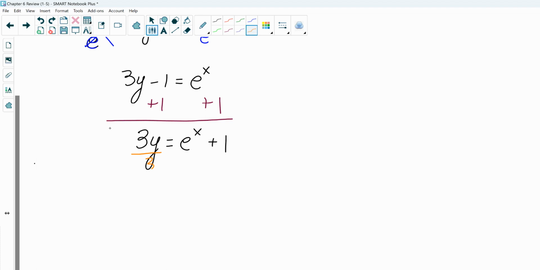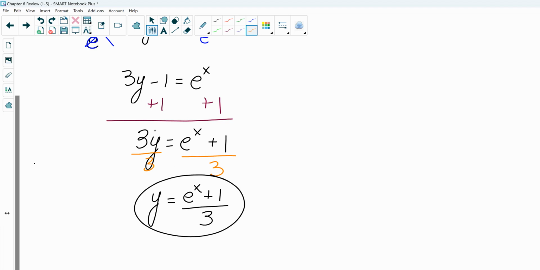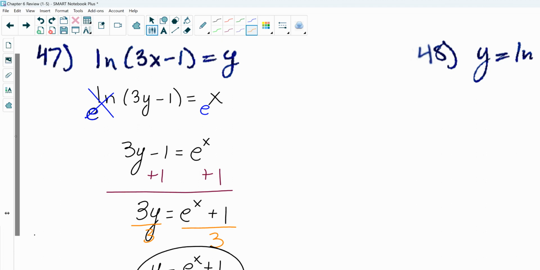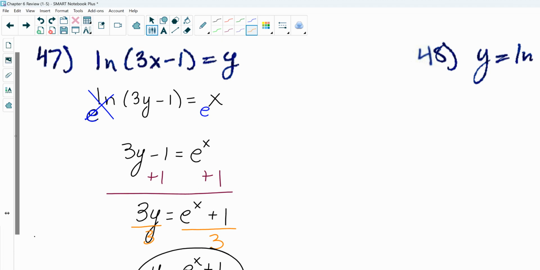And lastly, we're going to divide both sides by 3, telling us y is equal to (e to the x plus 1) all over 3. And that's it. 48, switch x and y.